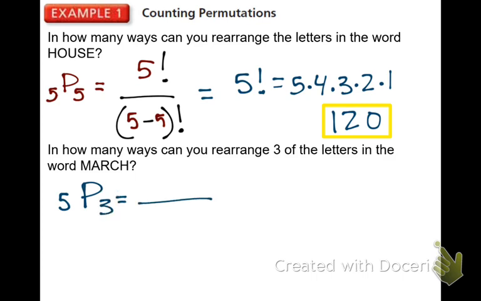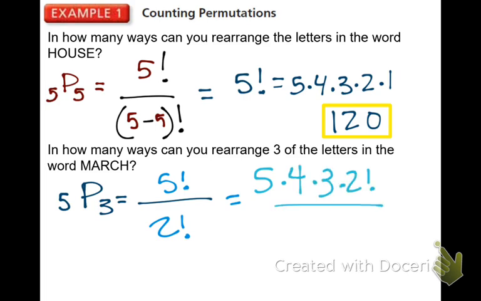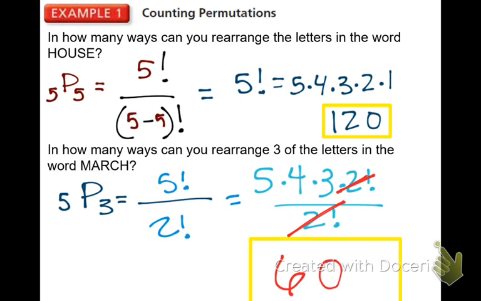So what goes in the top? 5, and in the bottom? 5 minus 3, which is 2. Trying to skip ahead a little bit. So the top we can make match the bottom. 5 times 4 times 3 times 2 factorial over 2 factorial. All right, so 5 times 4 times 3, which is 60. Perfect. We do 2 more together.